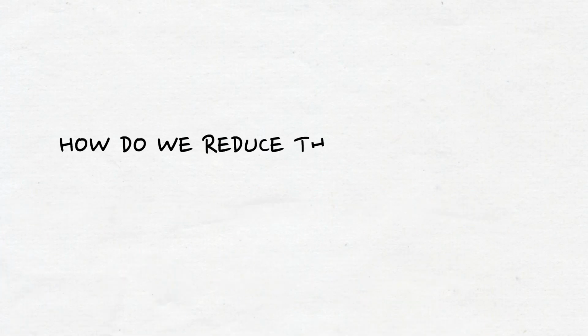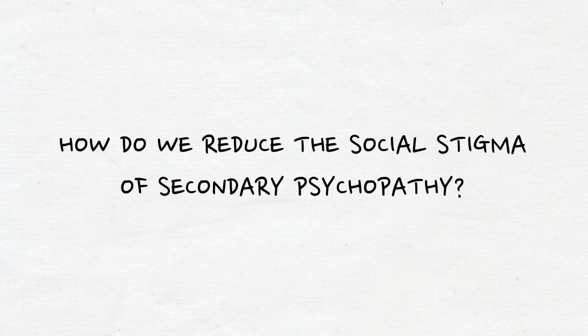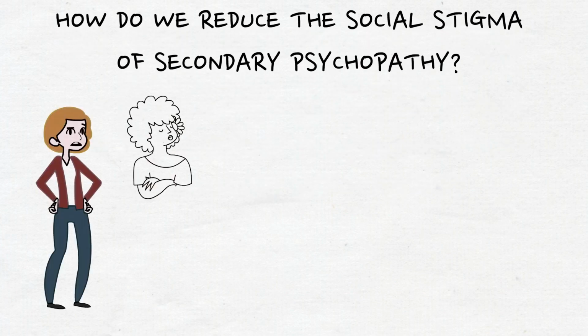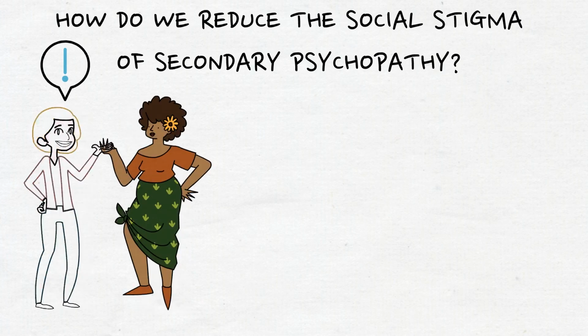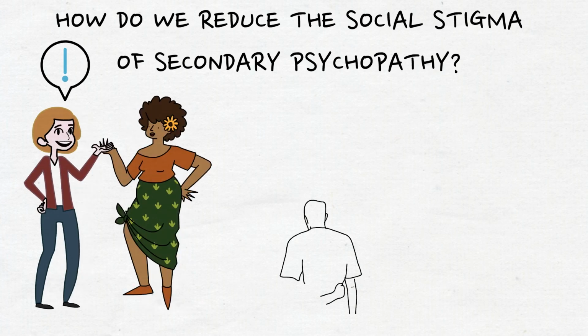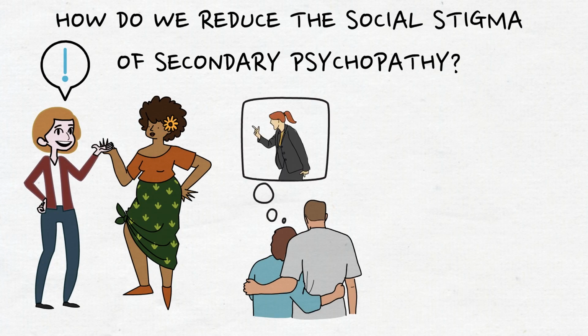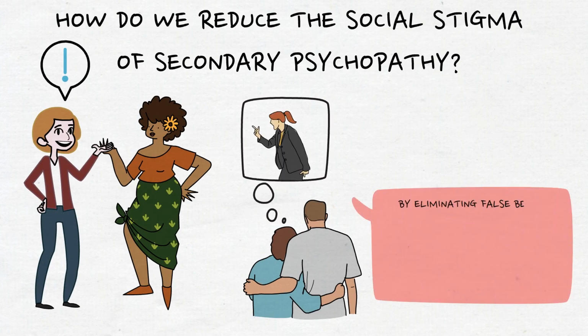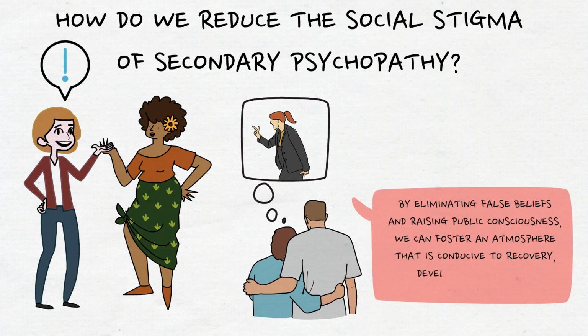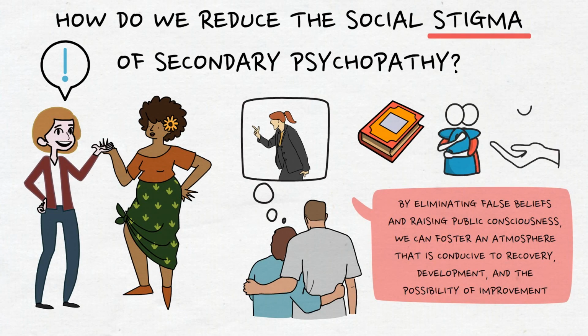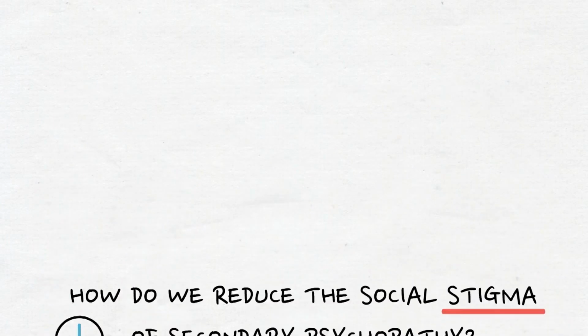So, how do we reduce the social stigma of secondary psychopathy? It is crucial to work towards dispelling the stigma and misunderstandings that surround psychopathy, and secondary psychopathy specifically. Individuals with this disorder need to be treated with compassion and understanding, as their behaviors are the result of upbringing and traumatic experiences. By eliminating false beliefs and raising public consciousness, we can foster an atmosphere that is conducive to recovery, development, and the possibility of improvement. Secondary psychopathy is stigmatized, but with the right kind of education, compassion, and empathy, we can help those who suffer from it reintegrate into society in a way that preserves their dignity and respect.